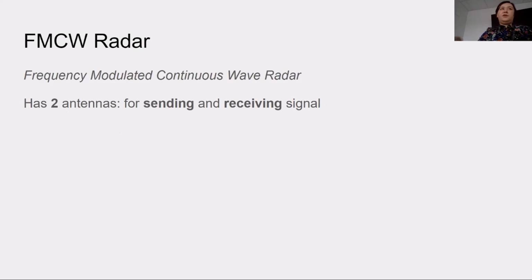Okay. Moving on, FMCW radar is the most common type of radar used nowadays. It is frequency modulated continuous wave radar. So this type of radar sends a continuous wave, not an impulse signal, and also its frequency is modulated, so it's changing in time. It's not the same. And this type of radar has not one but two antennas, and one is dedicated for sending, and another one is dedicated for receiving the signal.